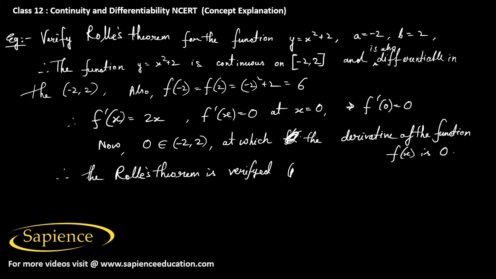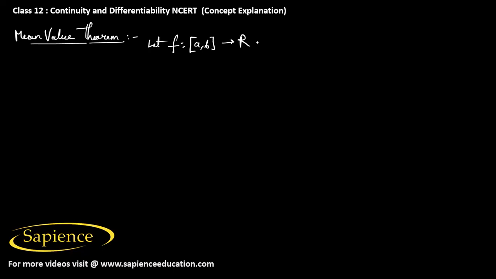Hence, okay. So hope you have understood the Rolle's theorem. And then the next is the mean value theorem. So the mean value theorem states that: let f be a function which maps from the closed interval a to b to R, where R is the set of all real numbers.